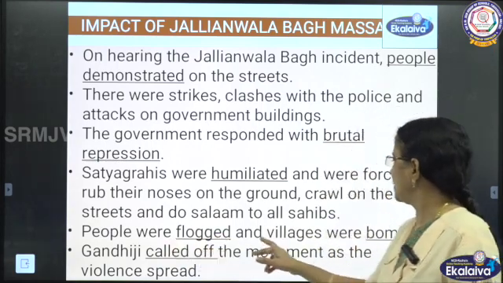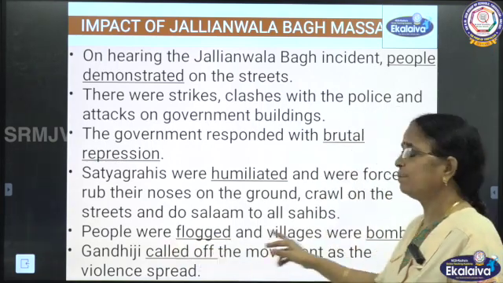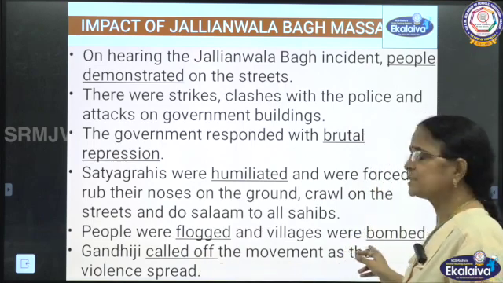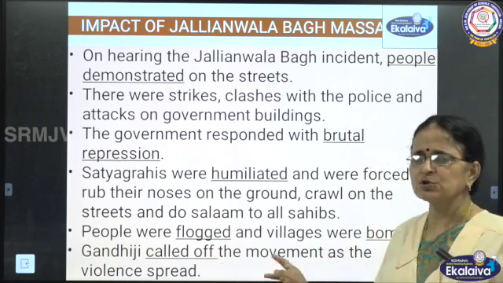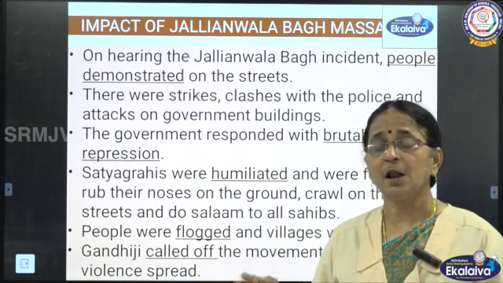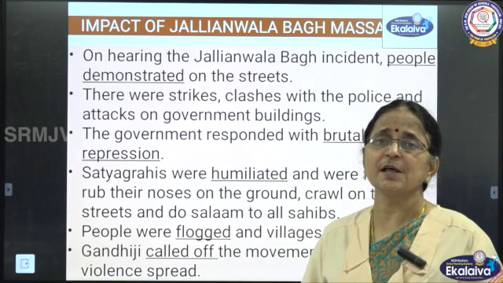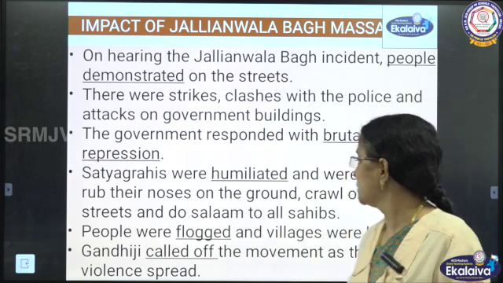People were flogged, beaten, and many villages were bombed. Some of the villages in the Gujranwala and Lahore territory, which is in Pakistan now, were bombed.